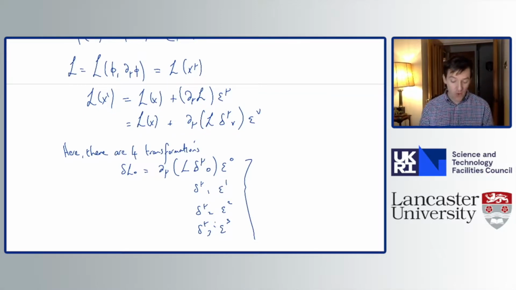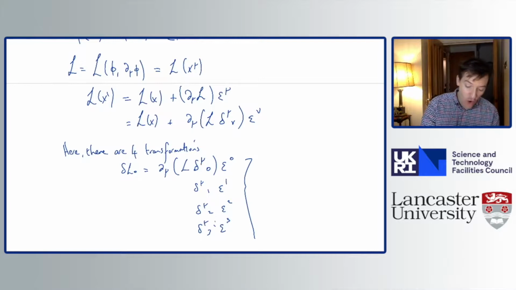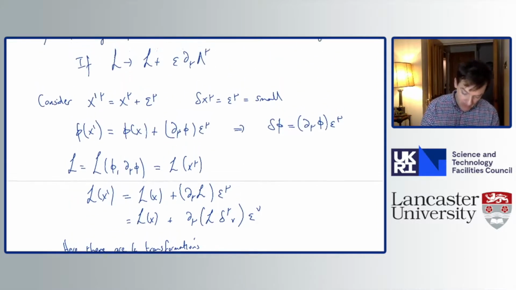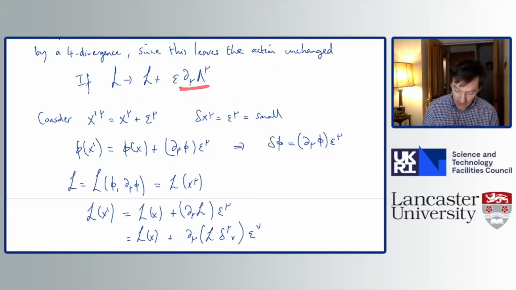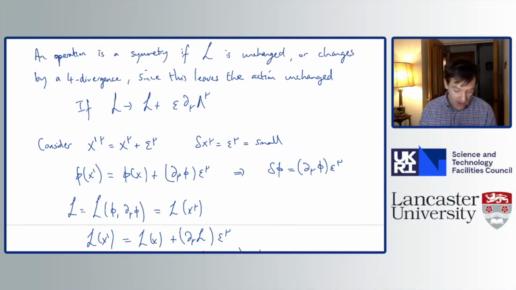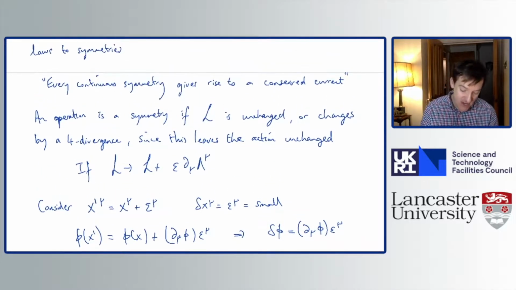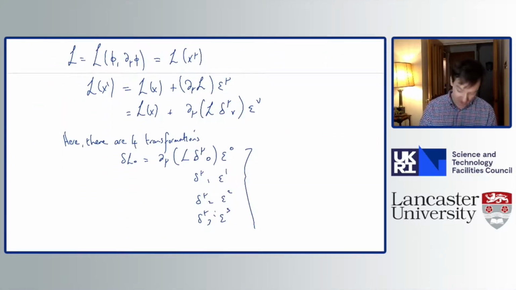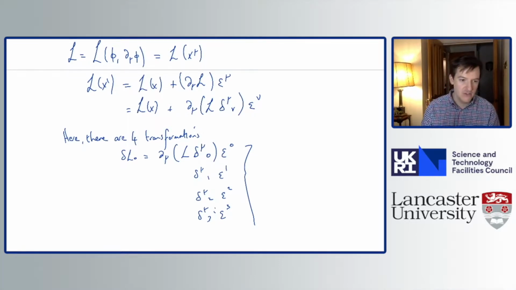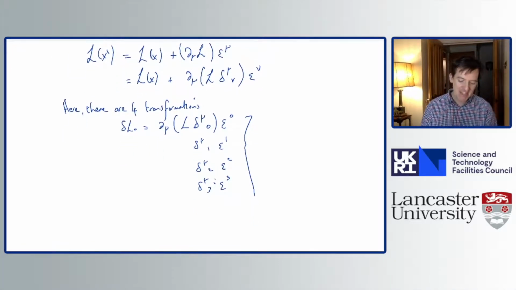So if we have 4 continuous transformations, all of this form where it's a 4 divergence, well, Noether's theorem tells us every continuous symmetry gives rise to a conserved current. Since we have 4 symmetries here, we should expect 4 conserved currents. And those 4 conserved currents are simply going to be the energy-momentum tensor. So how do we actually get that mathematical form? Let me quickly show you how you can find that.